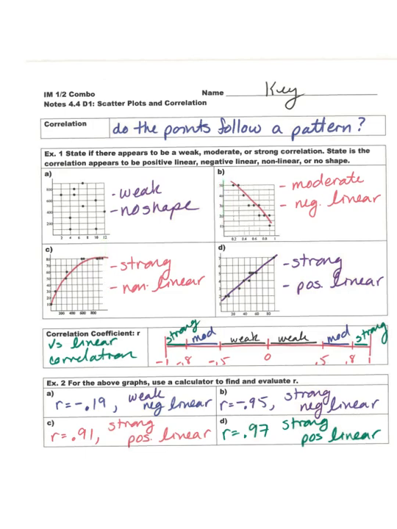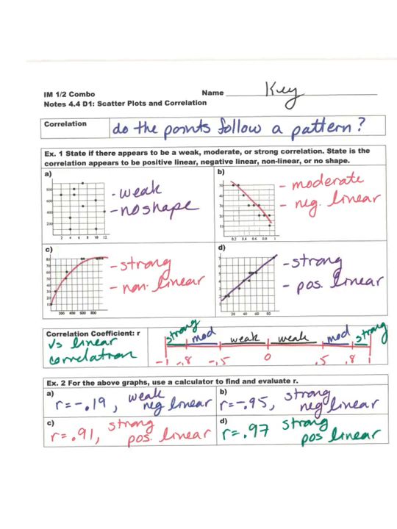All right, so for B, I can draw a line that goes through the middle of these points, and it really does follow the points. So I'm not sure if this is moderate or strong, but I'm just going to say moderate. So I'm going to say it's a moderate correlation, and it's negative linear because it's going downhill. Okay, so downhill, negative slope, so it's a negative linear correlation.